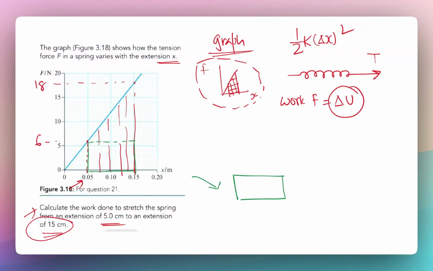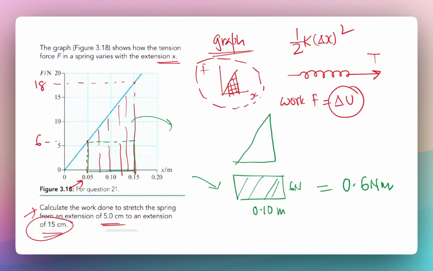So for this rectangle, we take the sides. The length on the x is 0.15 minus 0.05, so this is 0.1 meters, and the height is 6 newtons. So the area here, we multiply it simply. This is going to be 0.6 Newton meter, joules. And this triangle, we are going to take this triangle away again. It's always better to neatly work it separately. That way it becomes easier.